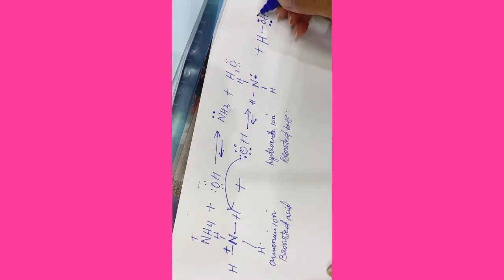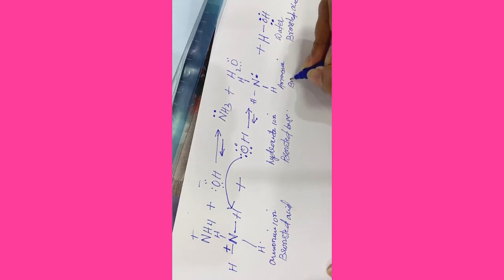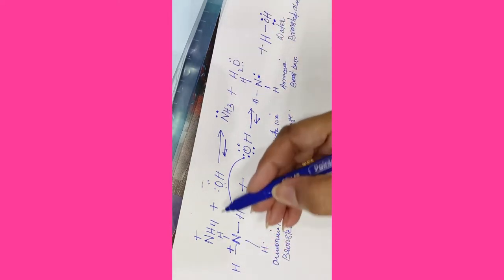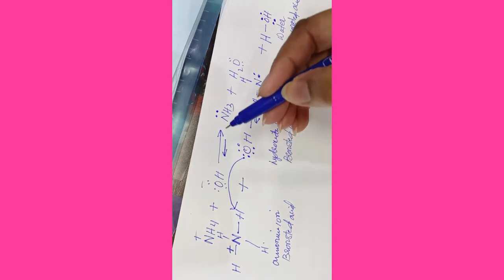With electrons on this oxygen atom, this water acts as a Bronsted acid, whereas this ammonia acts as a Bronsted base. This is a very common reaction which is always explained when you are going through an electron pair displacement reaction, with the proton transferred from one atom to another.